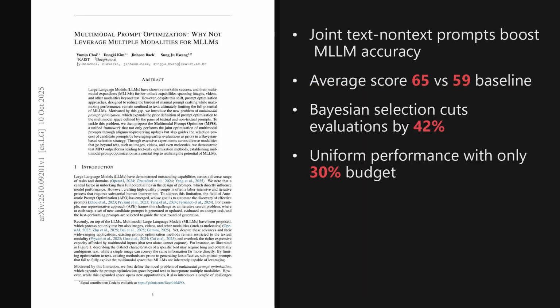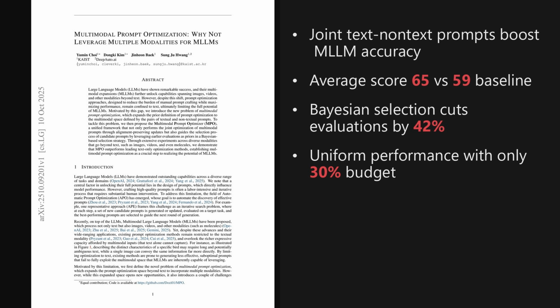I'm Alex. Today we're looking at a paper from the Hugging Face trending list published on October 10th, 2025, about 3 days ago. The big move in this paper is a unified method that optimizes text and non-text prompts together, delivering better accuracy than text-only methods and cutting the evaluation budget by 42%, reaching uniform strategy performance with only 30% of the budget. The paper is titled Multimodal Prompt Optimization: Why Not Leverage Multiple Modalities for MLLMs? And as we'll see later, the implications for prompt design are quite significant.